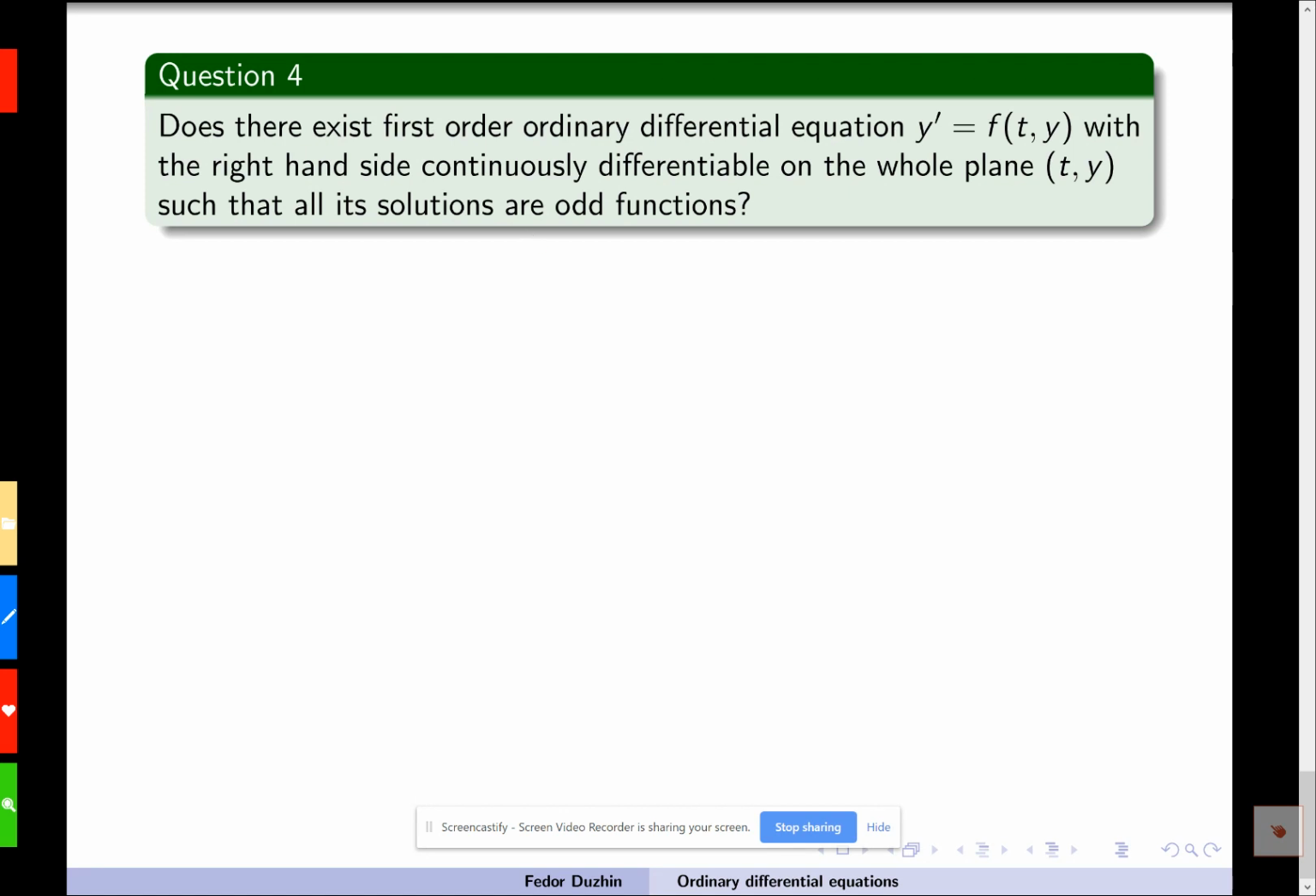All its solutions are odd functions. If all solutions are odd functions, what is so special about odd functions that we can apply here? First of all, let us recall the definition of an odd function. So y of t is an odd function if y of negative t equals minus y of t. That's the definition of an odd function.